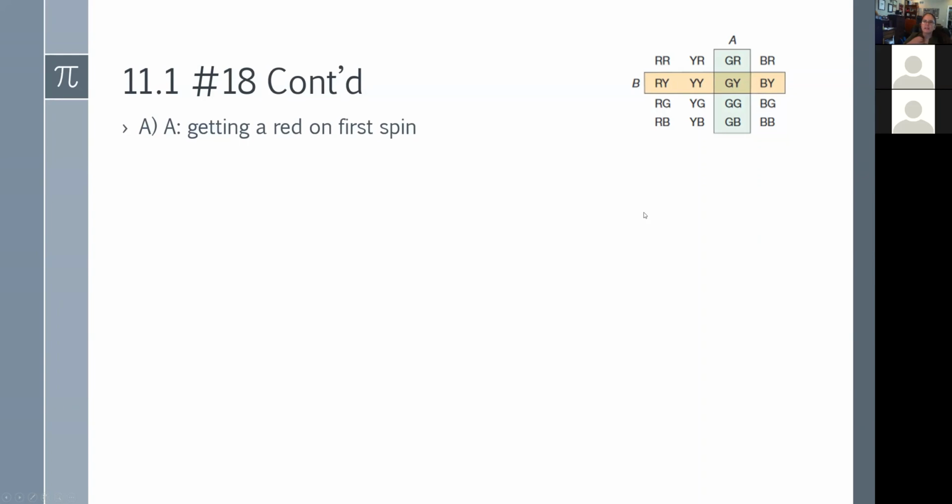Event A is the event where we get a red on the first spin, so that's going to be this first column. Event B is the probability of getting the same color on both spins. So that's going to be that we get a red and a red, or a yellow and a yellow, or a green and a green, or a blue and a blue.